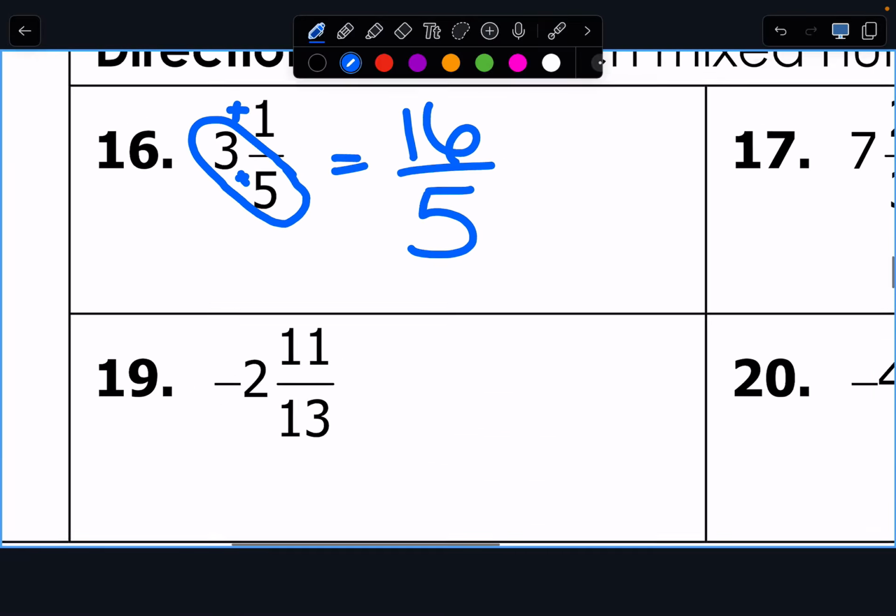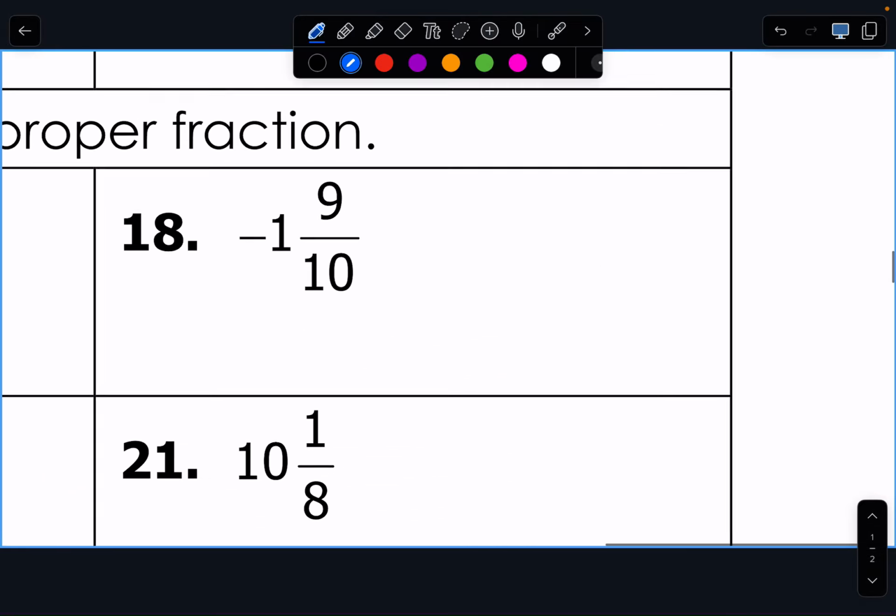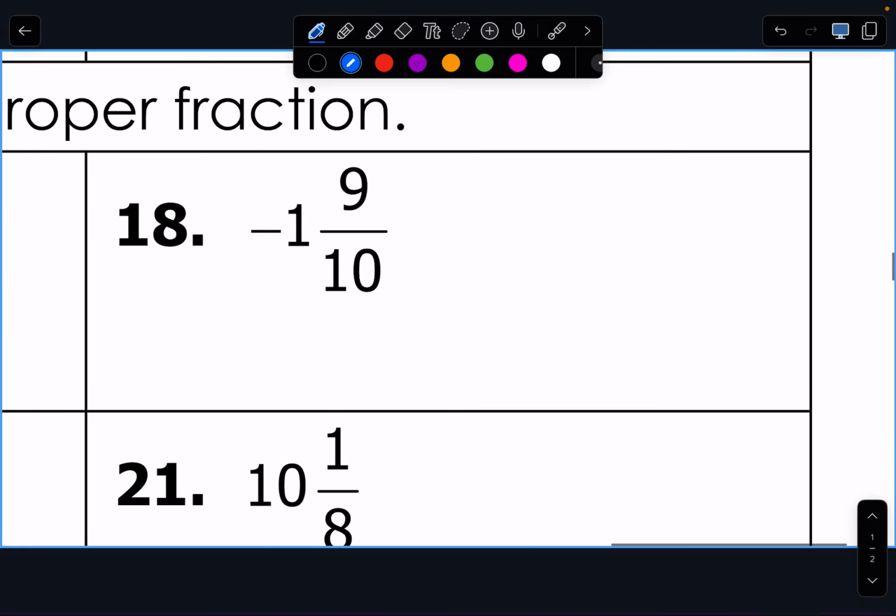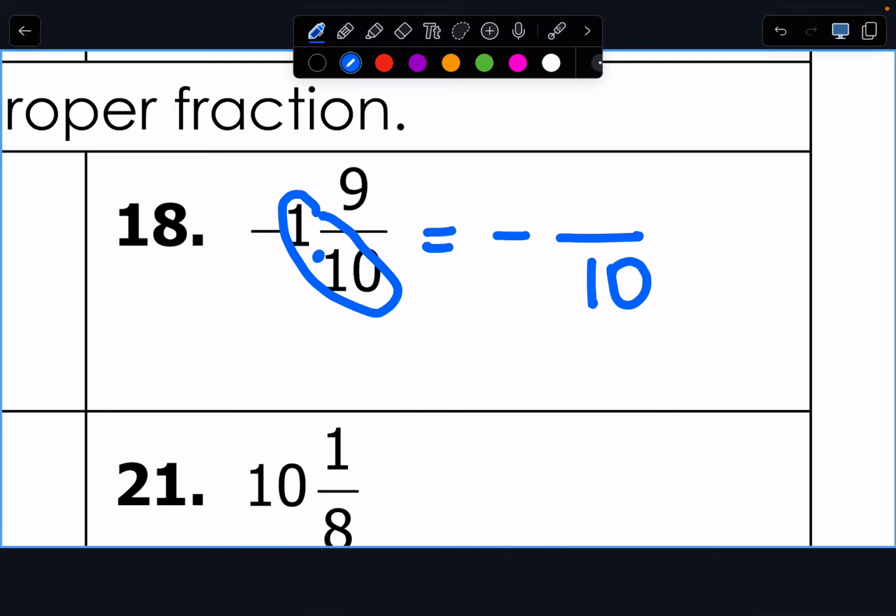Okay, now, I'm going to skip over to number 18. Do you see how 18 is negative? Okay, that means our answer is negative. All right. But don't worry about the negative when you're doing the multiplying. It's 1 times 10 is 10 plus 9 to get us 19. The negative is there, but we don't need to use it when we're doing the multiplying of the denominator.